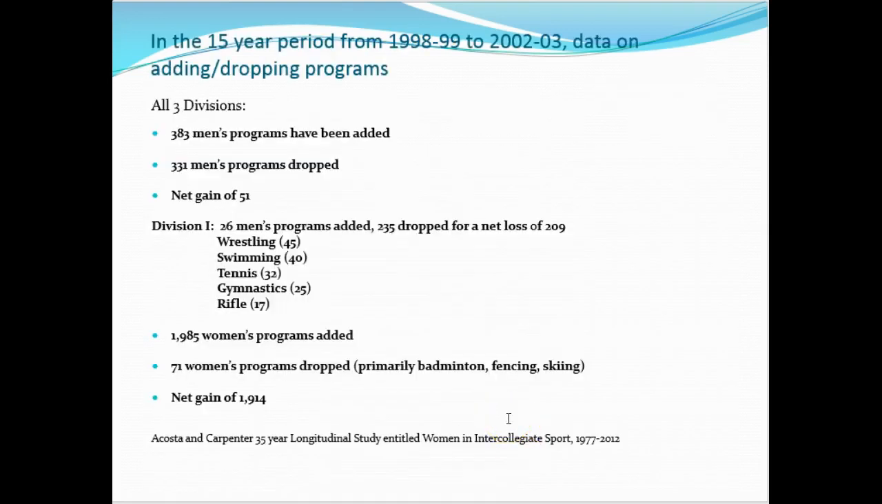So in that 15-year period from 1998-99 to 2002-03, the data on adding and dropping programs, all Division IIIs, we had 383 men's programs that were added and 331 men's programs that were dropped. So over 50 programs were gained. At the Division I level, 26 men's programs were added, 235 were dropped for a net loss of 209. Wrestling, swimming, tennis, gymnastics, and rifle were those numbers. And then 1,985 women's programs were added. 71 women's programs were dropped. Primarily were badminton, fencing, skiing. So almost 2,000 were the gain in the Title IX data that we have.